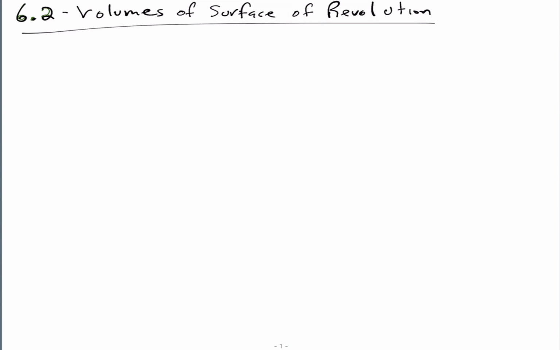Okay, so exciting times. Are you guys ready to find the volume of a surface of revolution? So this is the basic idea. Let's start off with the basic idea. Let's say you start with a region, like an area.